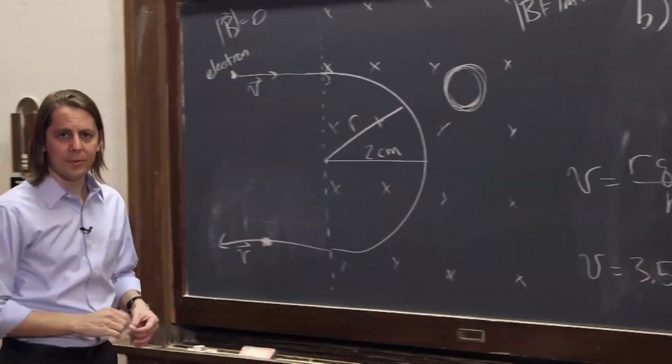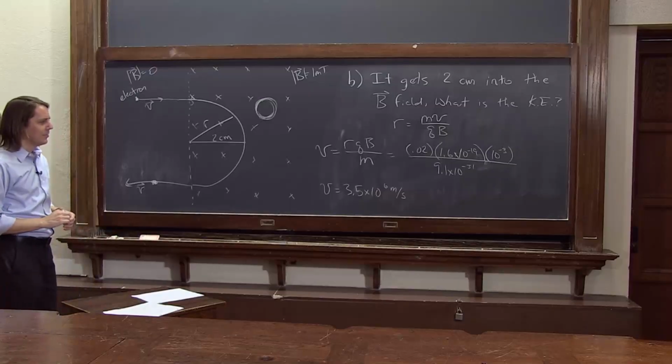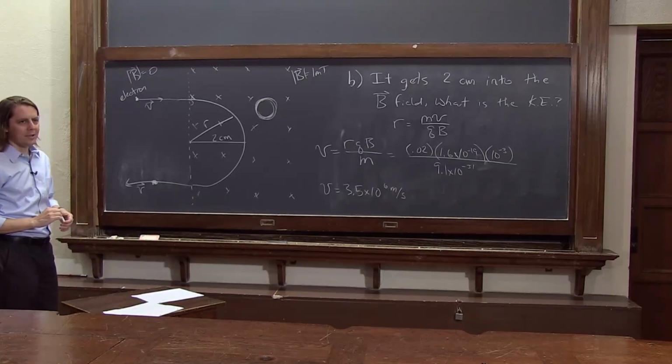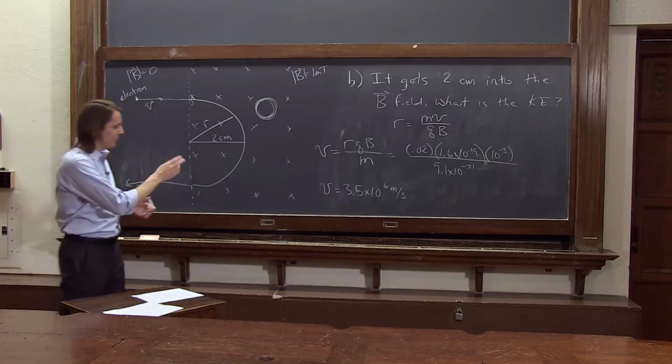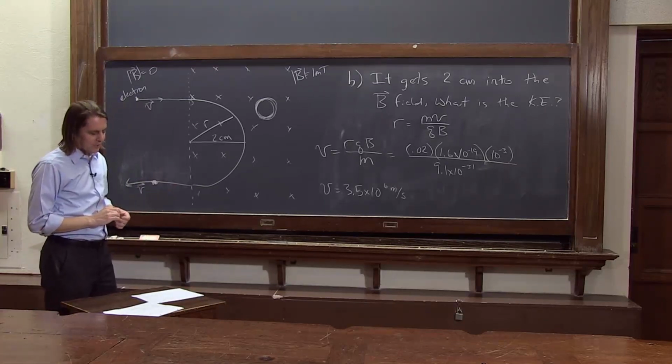That's really fast. One good check in physics, whenever you calculate the velocity of anything, is to make sure it's less than the speed of light. We would never give you a problem where it comes out greater than the speed of light. In this case, it's very fast, but it is less than the speed of light, which of course is 3 times 10 to the 8 meters per second.